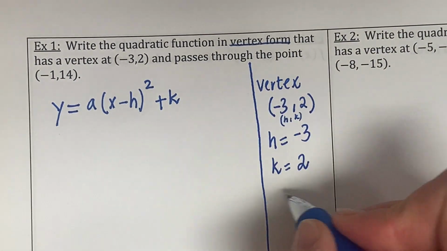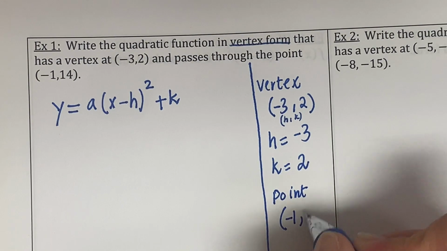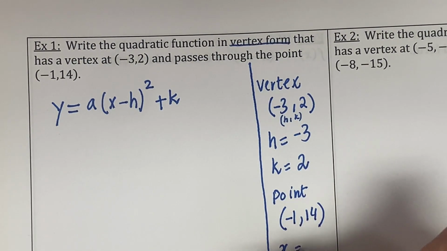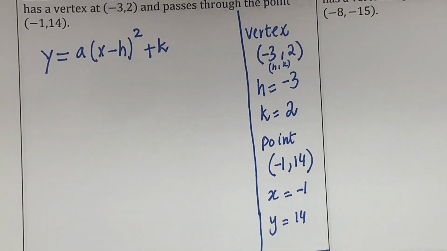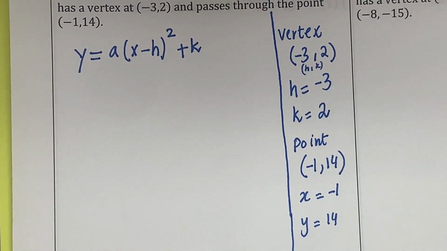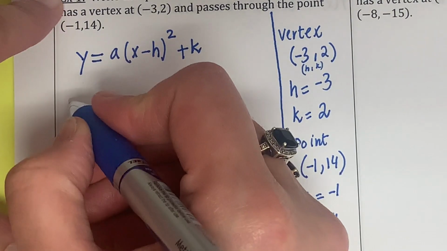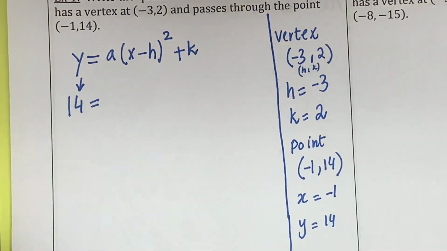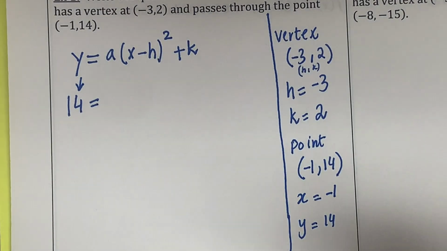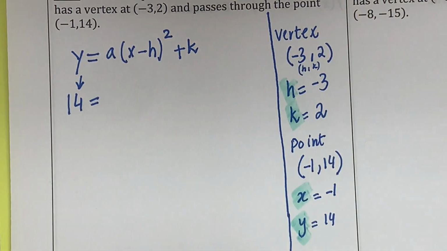This is my vertex, and my point was given to me as -1, 14. So x value is -1 and y value is +14. All right, I have my numbers. All I'm gonna do is simply plug back in. So y is 14, so I'm gonna write 14 over here, equals. If you notice, you have h, k, x, and y. You do not have a.